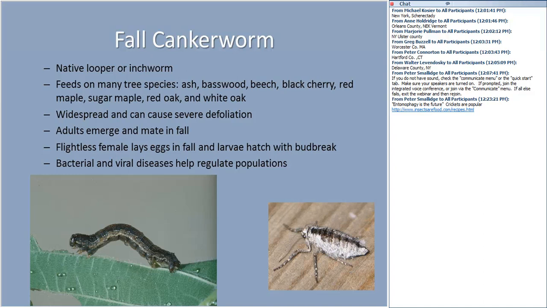They mate, and the flightless female lays her eggs in the fall on the tree. The egg is the overwintering generation, which then hatches with bud break and begins feeding on those newly emerging leaves. So I think the timing, once again, as with the forest tent caterpillar, is crucial. And of course, bacterial and viral diseases help regulate populations, as well as predators and parasitoids.